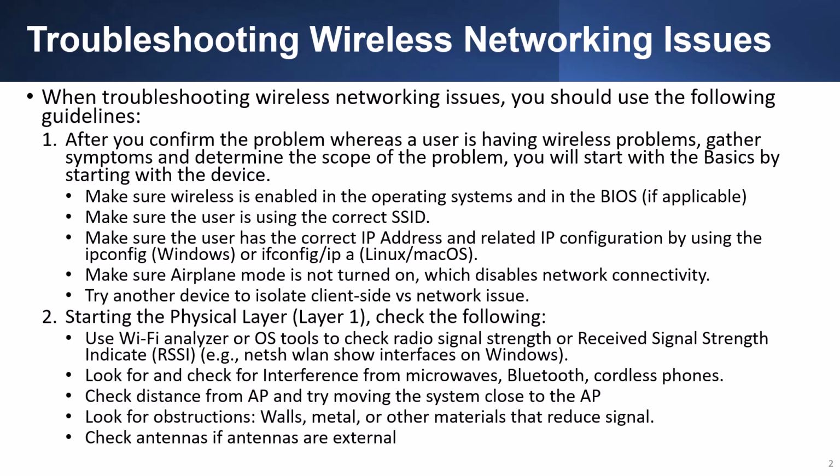Check distance from access points and try moving the system closer to the access point. Look for obstructions, such as walls, metal, or other material that reduce signal. Check antenna if antennas are external.